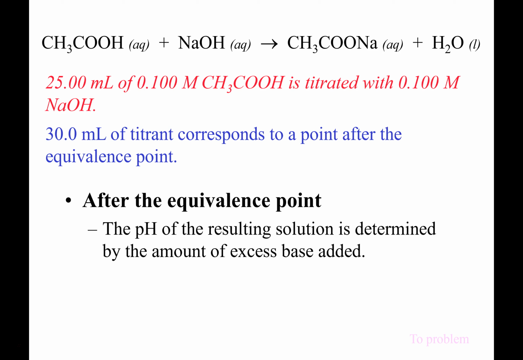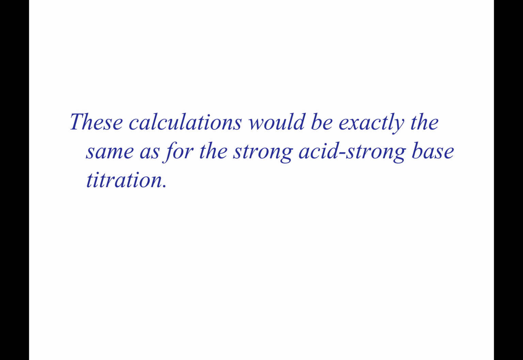We would do the math. Come up with how many millimoles, 3.00 millimoles of NaOH at 30 milliliters of solution. Recognize your 0.5 millimoles of NaOH excess. Divide that by the total solution volume to get the molarity of the hydroxide ion. So it's just the same as we did for the HCl titration.